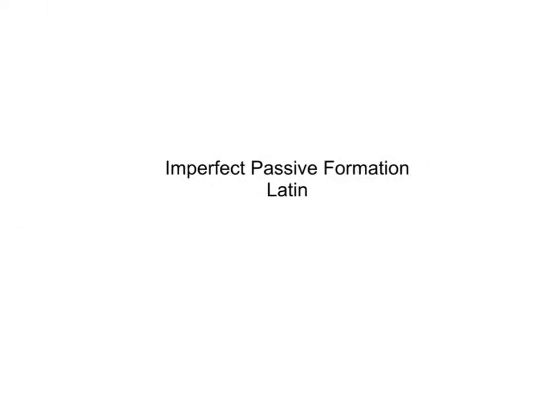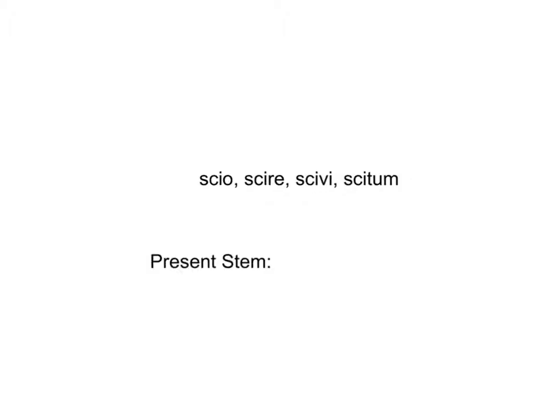Hey guys, Mr. Breen here, and in this video I'm going to talk about how to form the imperfect tense passive voice verbs in Latin. Alright, let's start the way we always ought to start, by looking at the principal parts, and I chose this verb, scio, scire, scivi, scitum, which means to know. I don't think you guys have had this verb yet, but it gives us words like science.